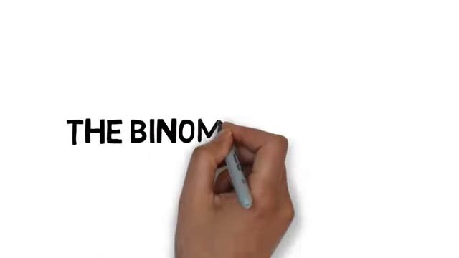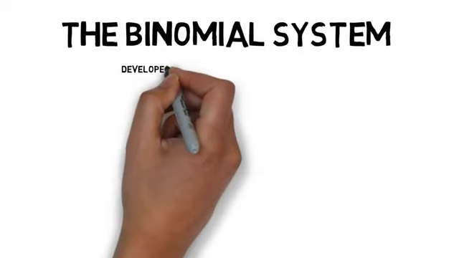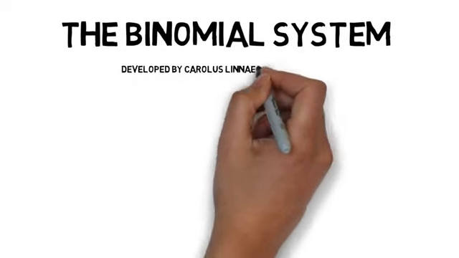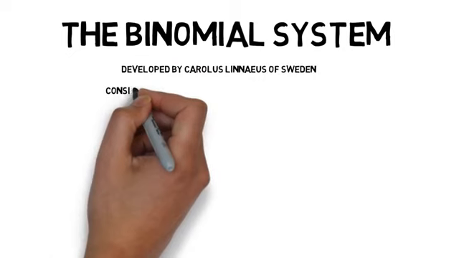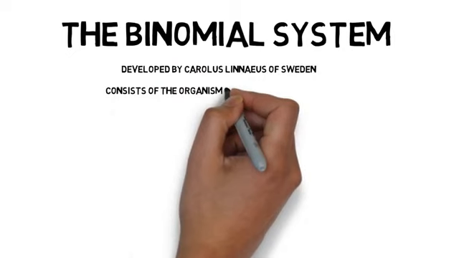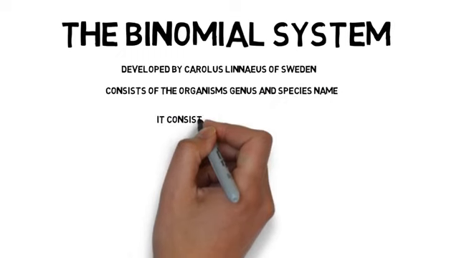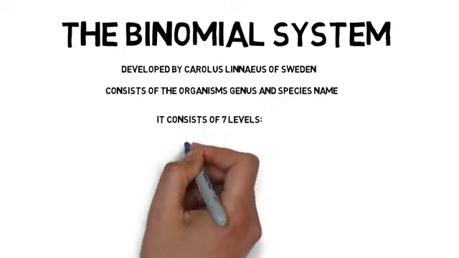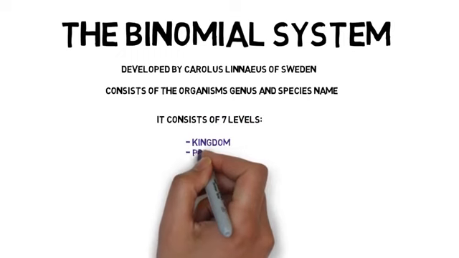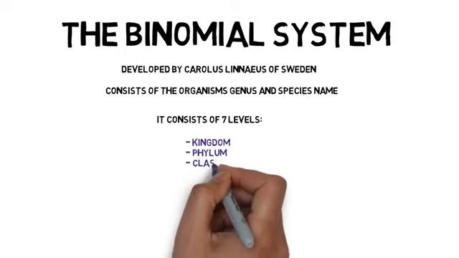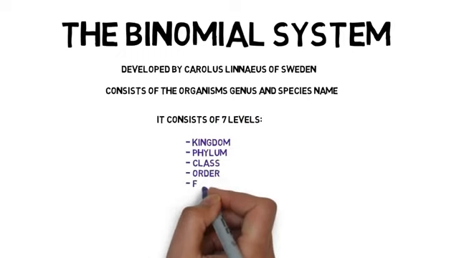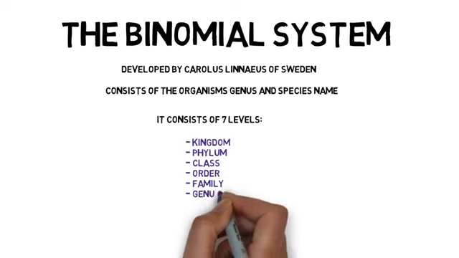The binomial system. The binomial system of scientifically naming organisms was developed by Carolus Linnaeus of Sweden. It consists of the organism's genus and species name and thus is called binomial. Classification consists of 7 levels: kingdom, phylum, class, order, family, genus, and species.